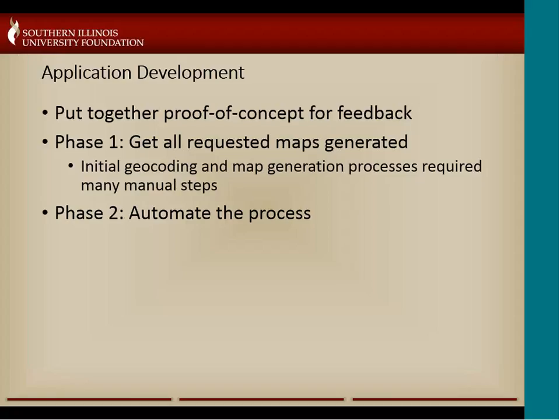Up till this first phase, we only had about 2 weeks of development time to get this process to the point where it could be in the production environment. And then it took an additional week or 2 to automate the process. So that's what the second phase is for.